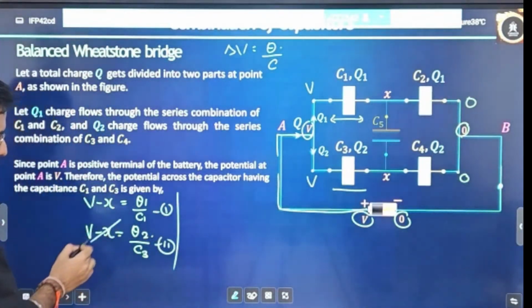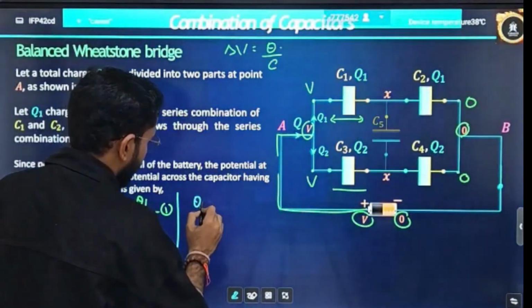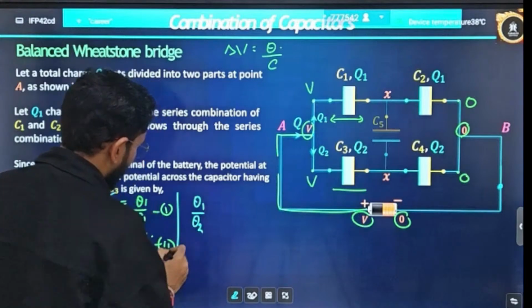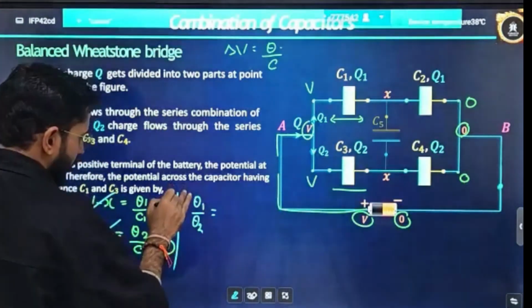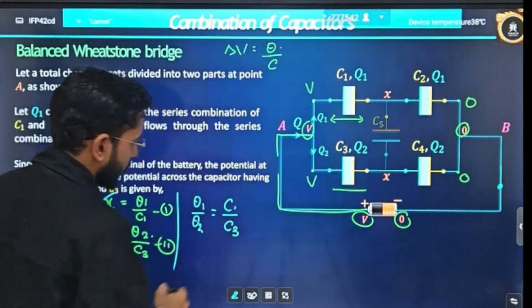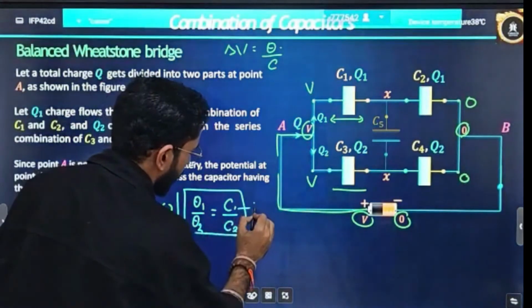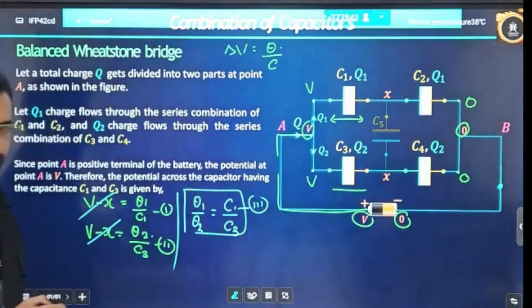When you are taking this ratio, this will simply cancel out, that will be equal to 1, and what you will do here, you will write Q1 by Q2, it will be equal to C3 by C1, and here it will become C1 by C3. Correct? I can say Q1 by Q2 is equal to C1 by C3. This is what I will write as equation 3.